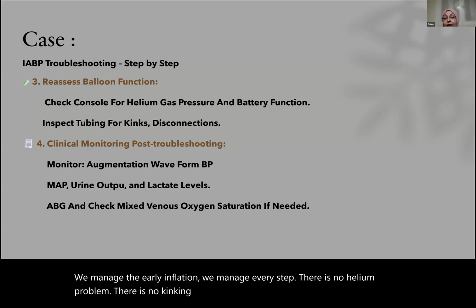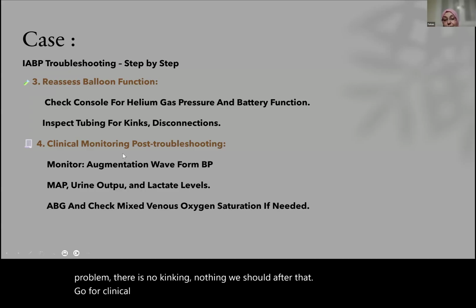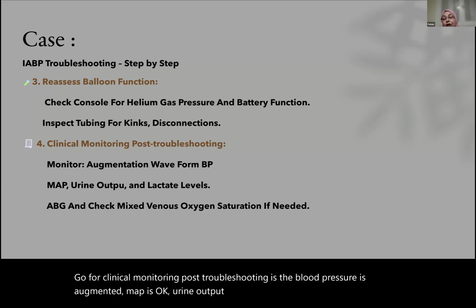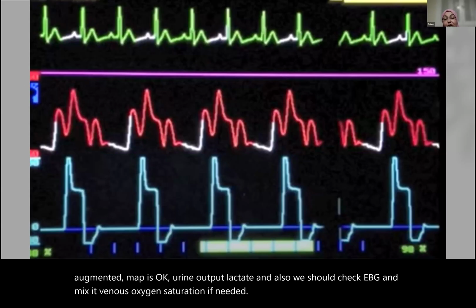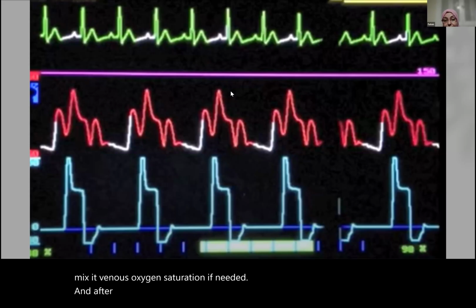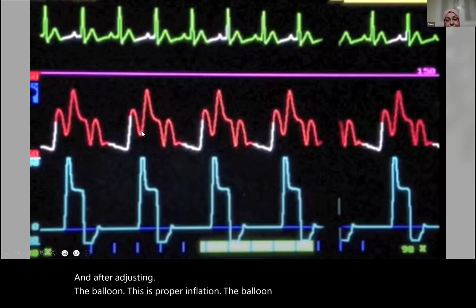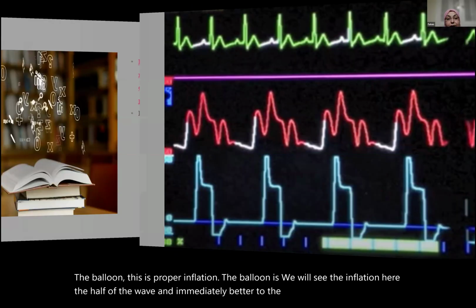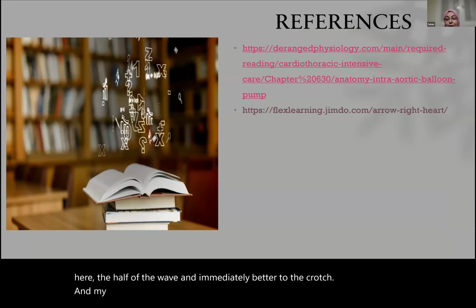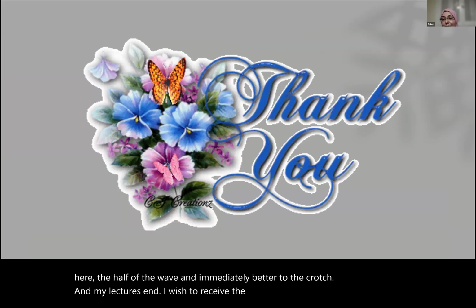After that, we should go for clinical monitoring post troubleshooting. Is the blood pressure augmented? MAP is okay, urine output, lactate, and we should also check ABG and mixed venous oxygen saturation if needed. And after adjusting the balloon, this is proper inflation. We will see the inflation here, at the half of the wave, and immediately parallel to the dicrotic notch. And my lecture's end. I wish to receive the questions, and thanks to everyone.